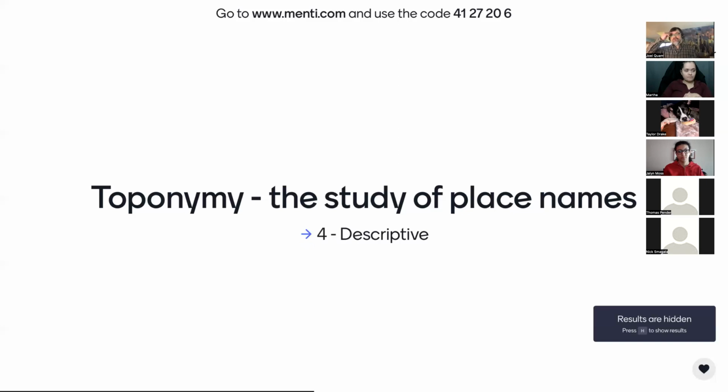All right, number 4 then is descriptive. The place name describes the location and usually in some physical geography, though this may also be historical. It may tell us what the place was like when it was named. Sometimes those things have changed.